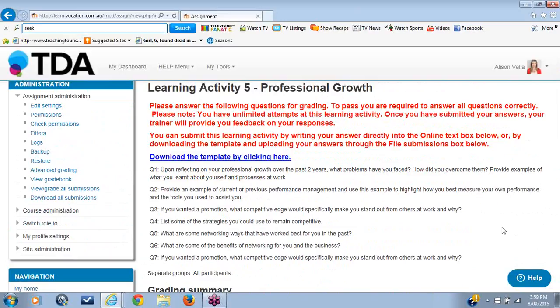what problems have you faced? How did you overcome them? And it says provide examples of what you learned about yourself and your processes at work.